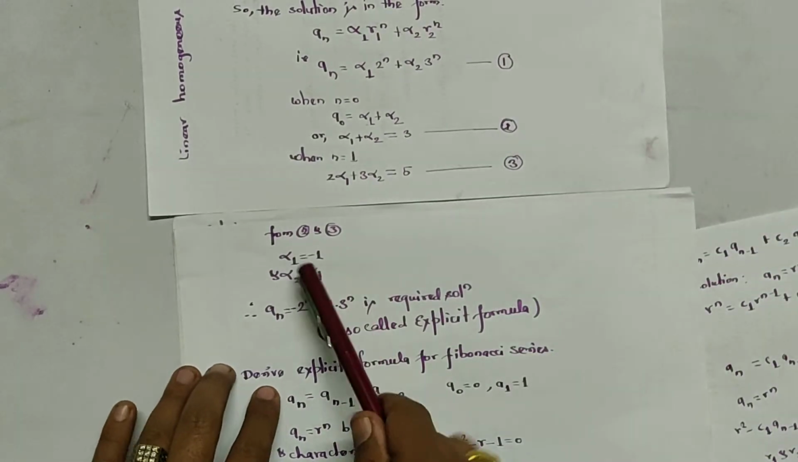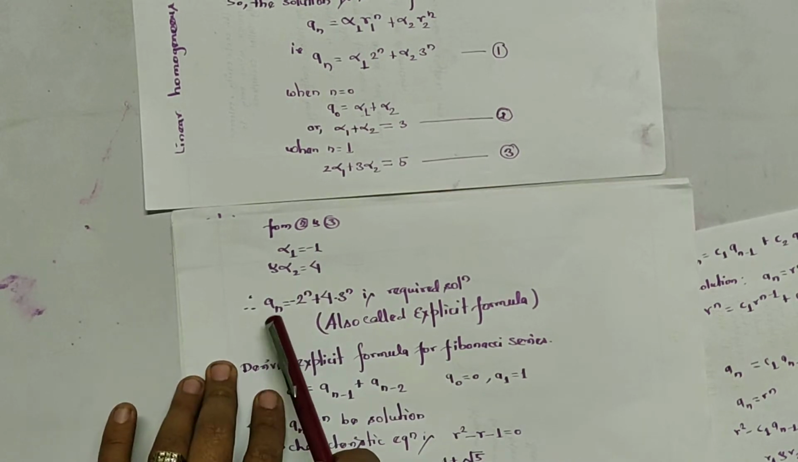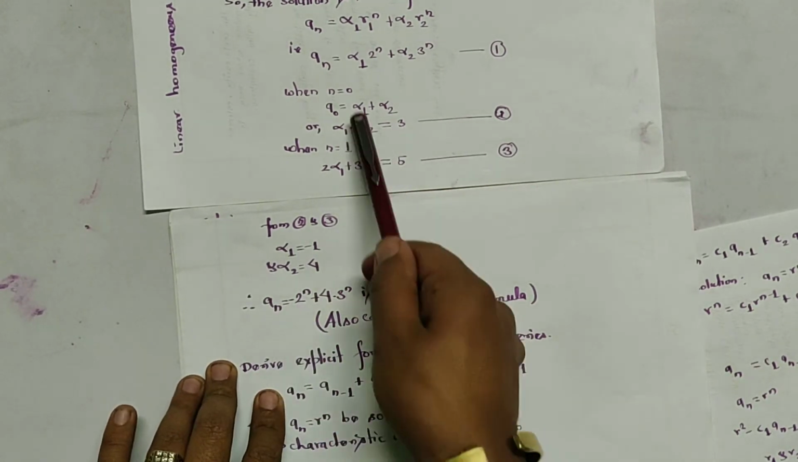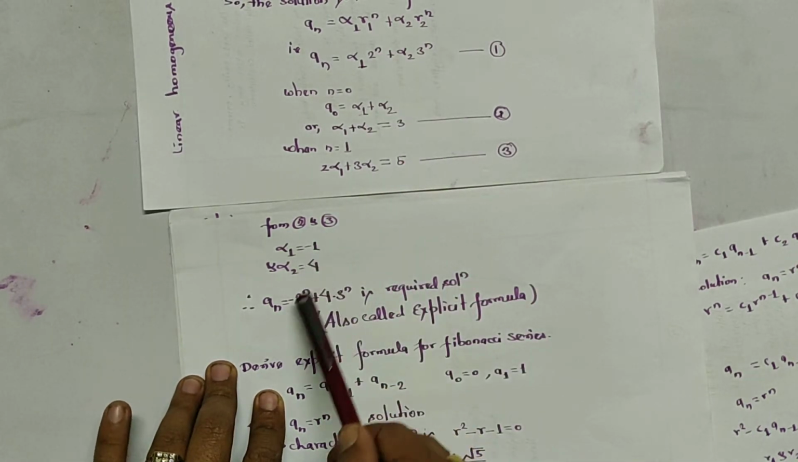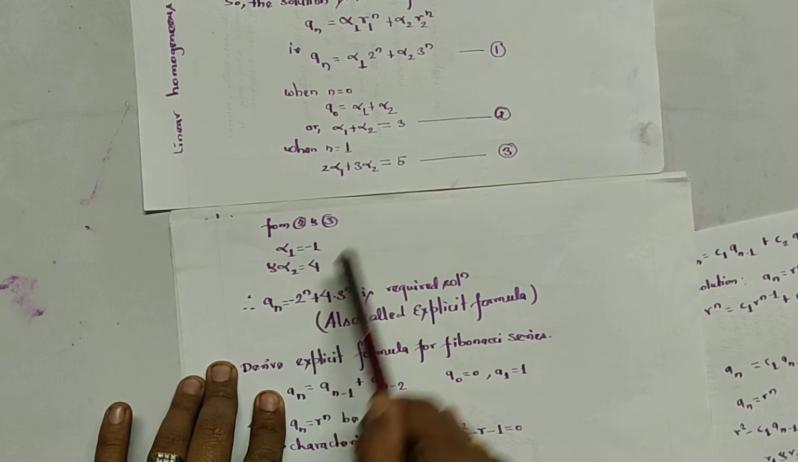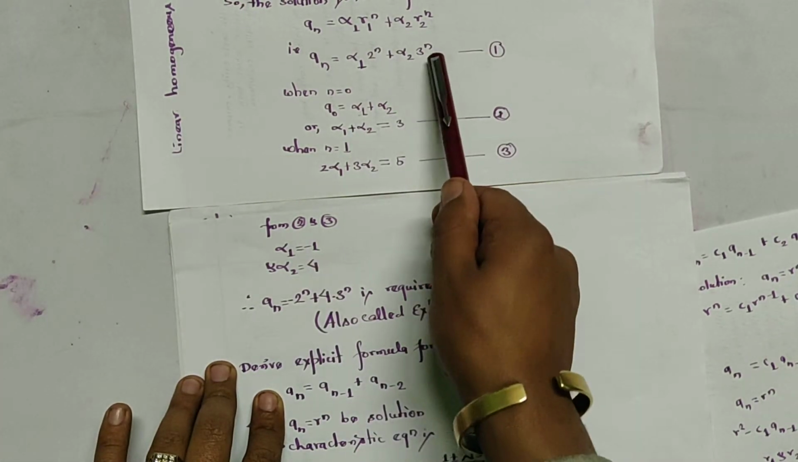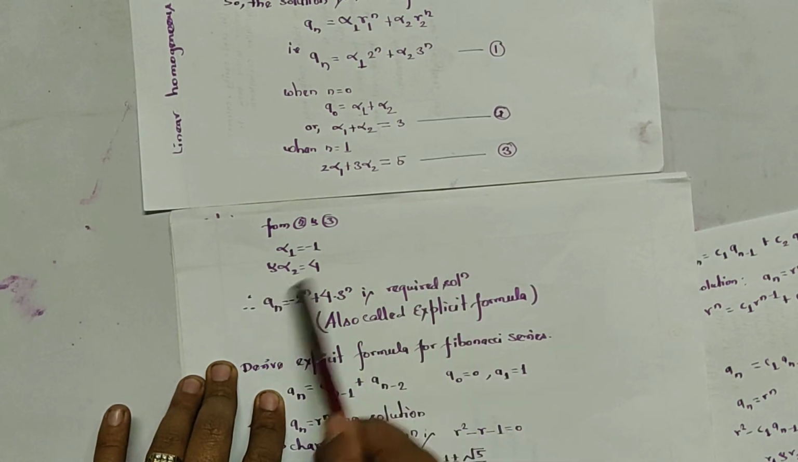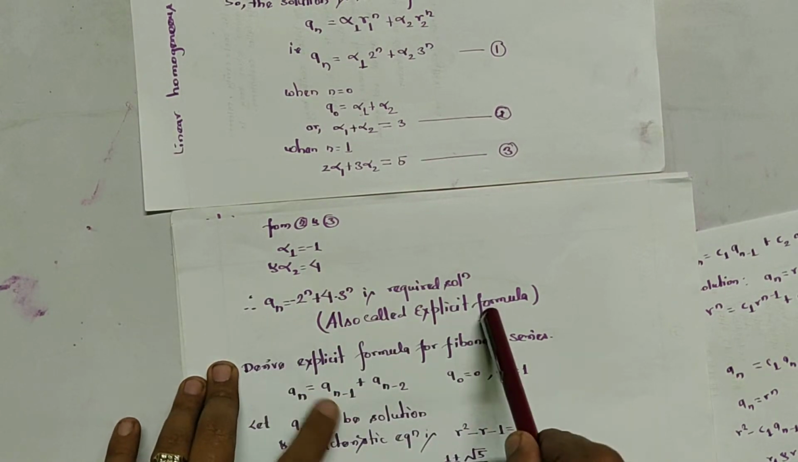We get alpha1 = -1 and alpha2 = 4. So our solution is a_n = -1 times 2^n, that is -2^n, plus 4 times 3^n. This is our required solution, and it is also known as the explicit formula.